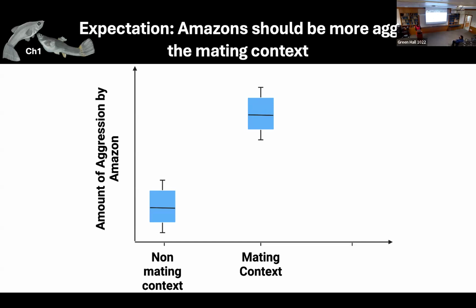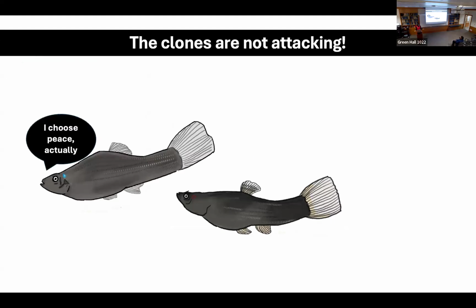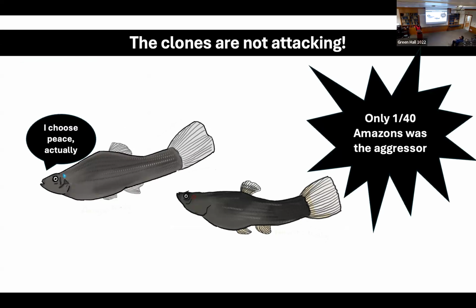What was the reality? I had one data point where the Amazon was being aggressive towards the Atlantic, and in all other situations, she showed zero aggression. She was just being beat on by the other fish. So the clones are not attacking. Only 1 out of 40 Amazons was actually the aggressor. But what about the Atlantic mollies? Did I learn anything about the aggression of the Atlantic mollies through this experiment?